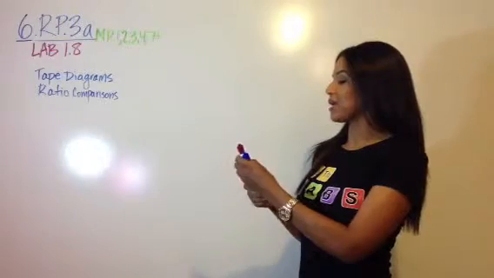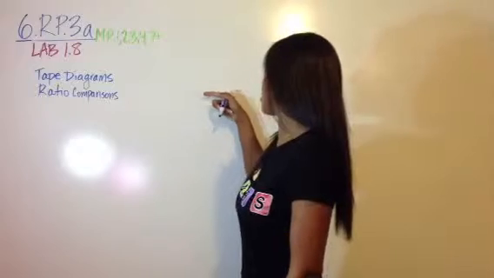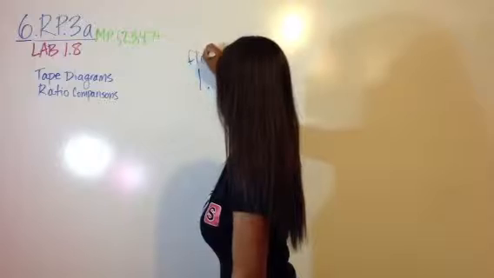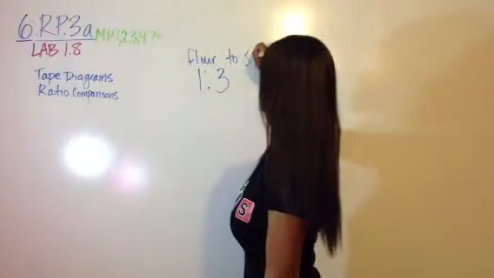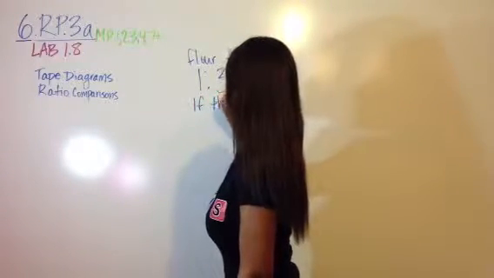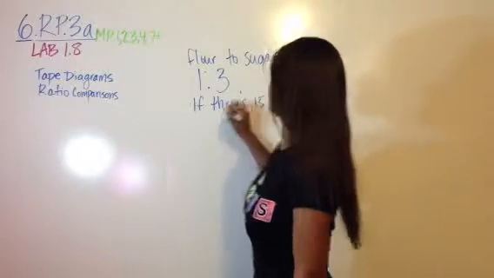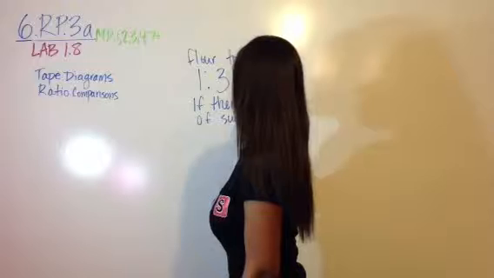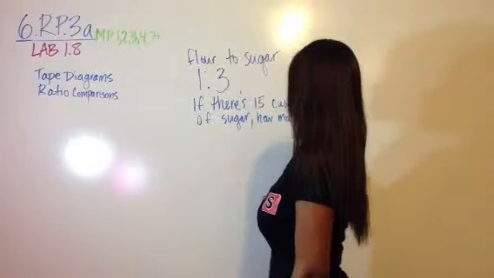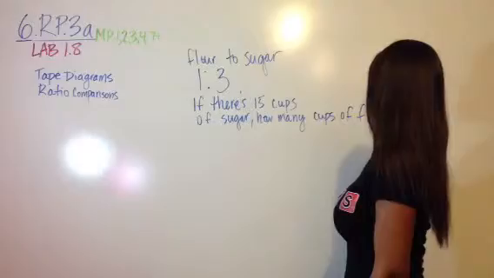So here we have a problem that we solved before, and that was the ratio of cups of flour to cups of sugar is 1 to 3, and I'm just going to abbreviate important information. If there's 15 cups of sugar, how many cups of flour are there? Okay, so how many cups of flour? You get the point, right?